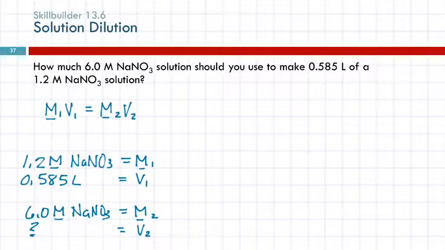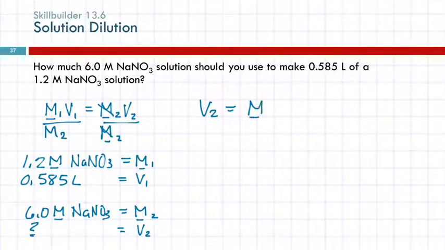So then I'm going to look at this equation, which thankfully has no fractions, and I need to rearrange it so I can get volume 2 by itself. So I'm dividing by molarity 2 on both sides. So volume 2 is going to equal molarity 1 times volume 1 divided by molarity 2. So these are worked much like the gas law problems.